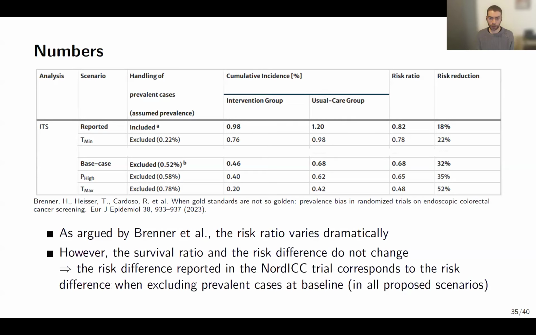So it's true what Brenner and colleagues say, that the risk ratio varies dramatically in this setting across these different hypothetical scenarios, but the survival ratio and the risk difference do not change, which means that the risk difference that was reported in the Nordic trial corresponds to the risk difference when excluding prevalent cases in all of the scenarios proposed by Brenner and colleagues.